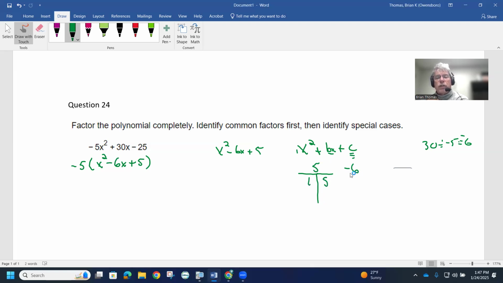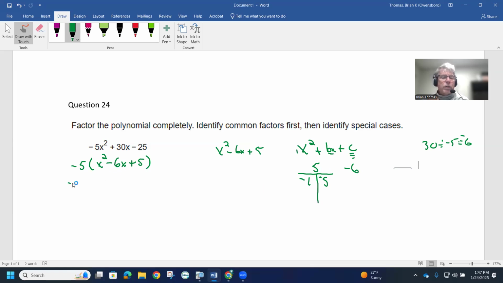But to get a negative 6, something's got to happen here. So they both have to be negative, because a negative 1 and a negative 5 do add up to a negative 6. But does a negative 1 times a negative 5 equal a 5? Well, actually, yeah. So the x squared minus 6x plus 5 is actually factorable. It's not prime because there are some factors of the constant, the c, if you will, that do add up to the b, the linear term coefficient.